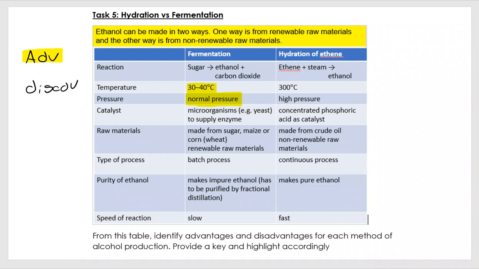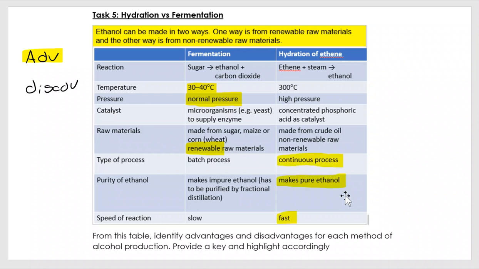Normal pressure and 30 to 40 degrees C is a definite advantage for fermentation because that means lower energy costs, and that's never a bad thing. It's also an advantage that it comes from renewable resources. We are going to be able to carry on making it in this way. We're not going to run out of it at any time in the future.